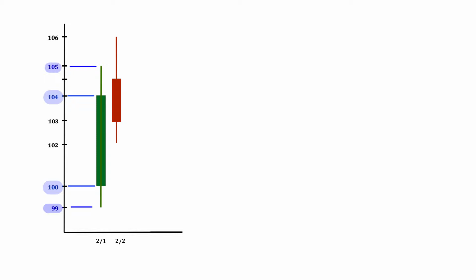Let's look at the next red candle on February 2nd. So you might be asking yourself, why is the opening price different from the previous day's closing price? Shouldn't it resume the previous day's close? And the answer is, it rarely does. After the market closes, there's still some news that's coming out, and that affects the next day's price.